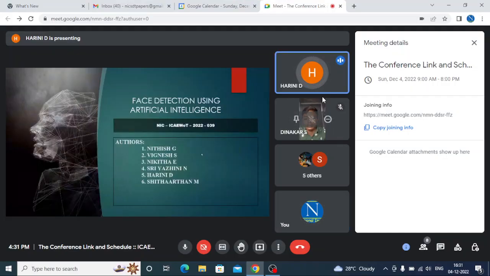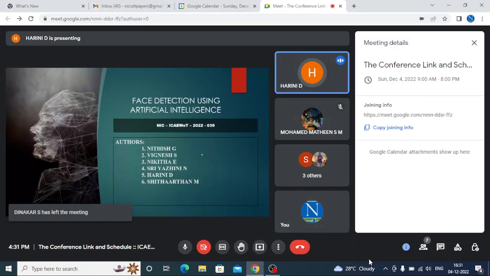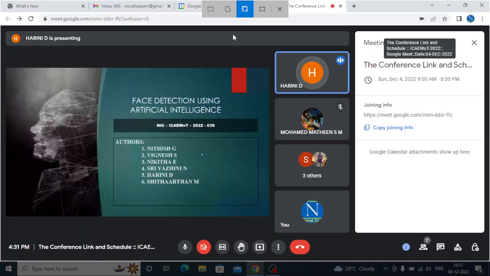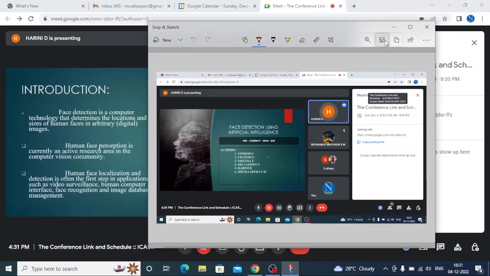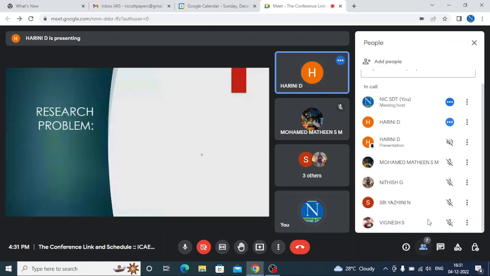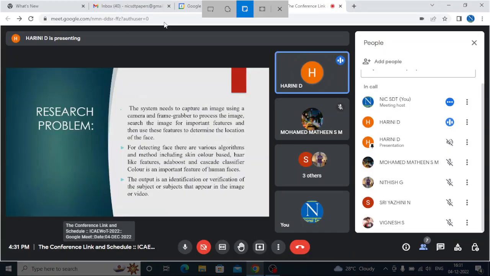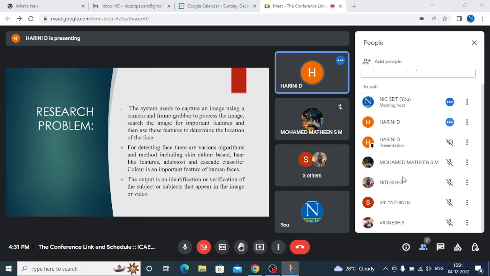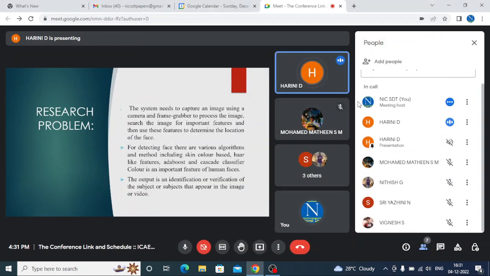So, I'm Harinidhi from Bannari Amman Institute of Technology, and I'm going to present about face detection using artificial intelligence. Face detection is a computer technology that determines the locations and sizes of human faces. Human face perception is currently an active research area in the computer vision community. Human face localization and detection is often the first step in applications such as video surveillance, human-computer interface, face recognition, and image database management. The system needs to capture an image using a camera and frame grabber to process the image, search the image for important features, and then use these features to determine the location of the face. For detecting faces, there are various algorithms and methods including skin color based, hair-like features, and cascade classifier. Color is an important feature of human faces. So the output is an identification or verification of the subject or subjects that appear in the image or a video.